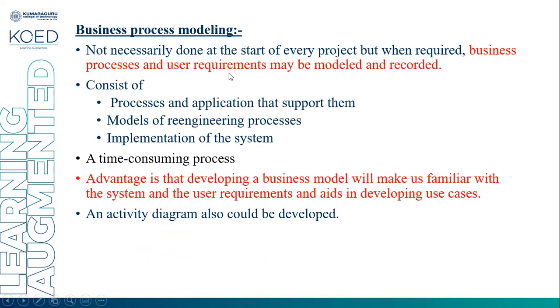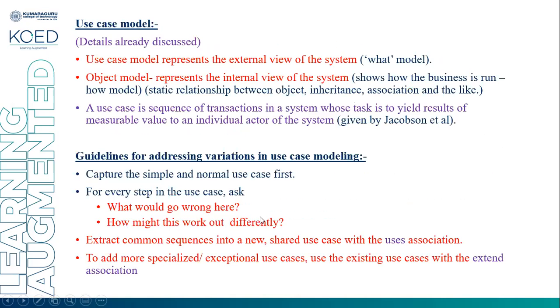Next, business process modeling. Not necessarily done at the start of every project, but when required, business process and user requirement may be modeled and recorded. It consists of the processes and the applications that support them. It is the model of a re-engineering process and implementation of the system. It is a time-consuming process. The advantage is that developing a business model will make us familiar with the system and the user requirement and aids in developing the use cases. An activity diagram could also be developed.